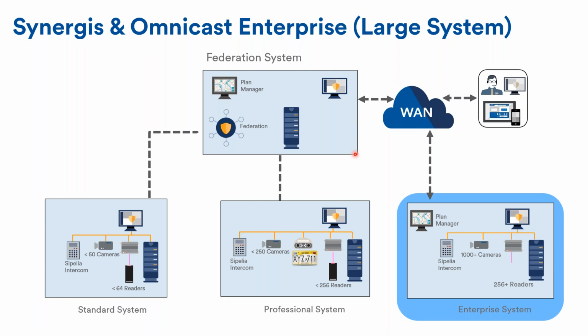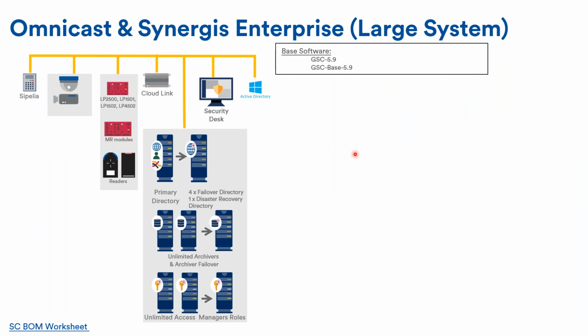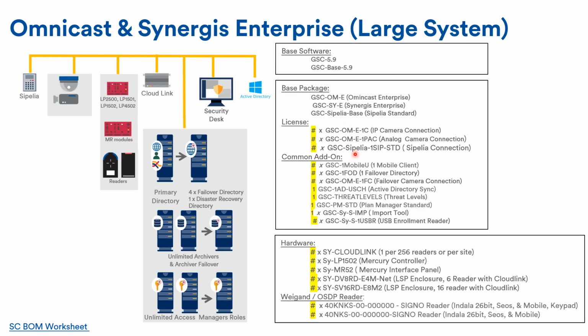Now, moving on from this, if we were quoting an enterprise level solution, obviously we would have greater than 250 cameras and more than 256 readers. So in an enterprise solution, similar in concept to previous, we have similar part numbers with a slight difference. So for example, as you can see over here for the base package for Omnicast Enterprise, we are quoting the GSC-OM-E option. Whereas with Synergist Access Control, we are quoting the GSC-SY-E for Synergist Enterprise as well.